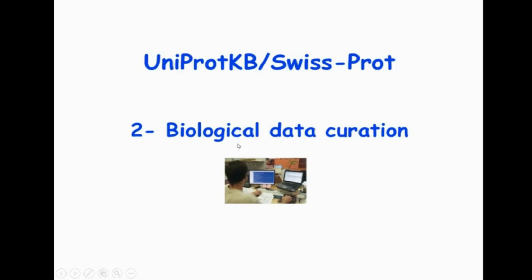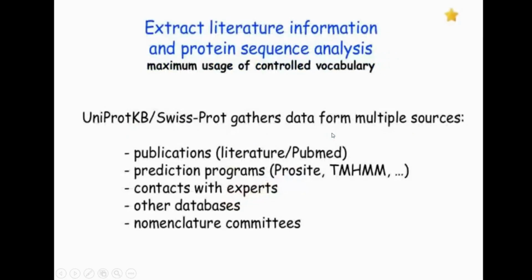The next one is the biological data curation. In the biological data curation, the experts will extract the literature information and go for the protein sequence analysis. There are various analysis programs to predict the protein function. There will be mandatory usage of controlled vocabulary. The Swiss-Prot gathers data from multiple sources such as publications, prediction programs, contact with experts, other databases, and nomenclature committees. This is all done for the manual annotation of the biological information when moving from the translated EMBL to the Swiss-Prot.